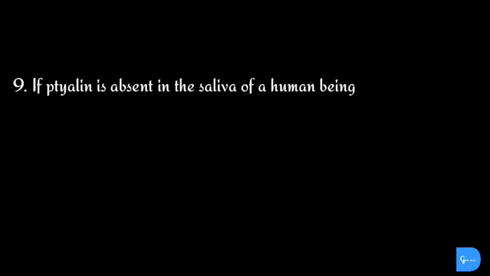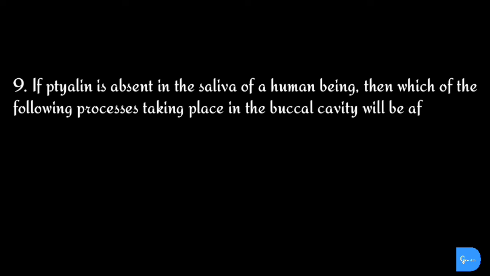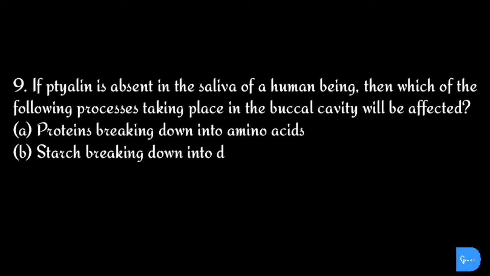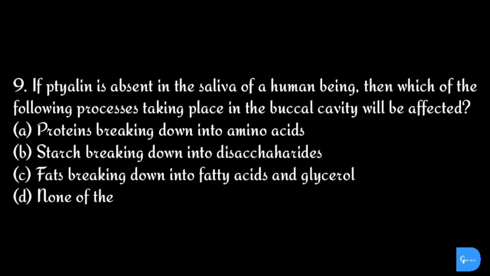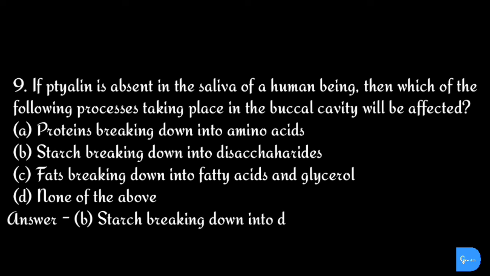Starch. Question number 9. If ptyalin is absent in the saliva of a human being, then which of the following processes taking place in the buccal cavity will be affected? Options are A. Proteins breaking down into amino acids, B. Starch breaking down into disaccharides, C. Fats breaking down into fatty acids and glycerol, and D. None of the above. The correct answer is option B. Starch breaking down into disaccharides.